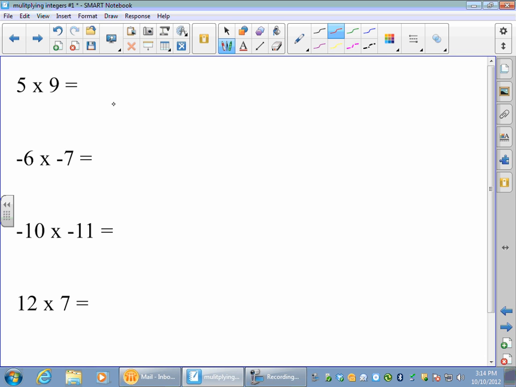Okay, so 5 times 9. These are both positive, so I know my answer should be positive. And I just multiply. 5 times 9 is 45. That's all you have to do. This one, I'm multiplying two negatives. When I multiply and they're both negative, again, my answer will be positive. And 6 times 7 is 42. So on this one, I have two negatives. Oh, wait a minute. Never mind. I'm not going to give you these two answers. Bring these in tomorrow. We're going to go over these in class. So make sure you have these two done so we can make sure you did them right.